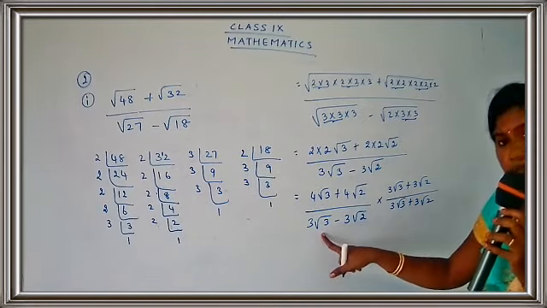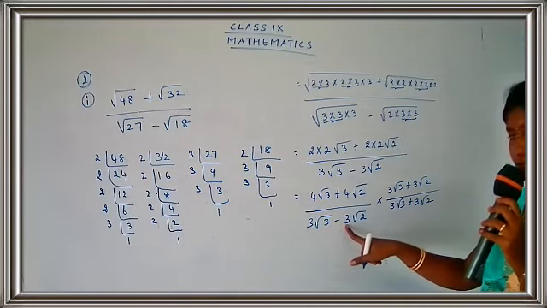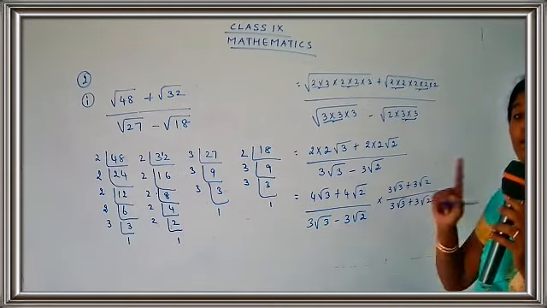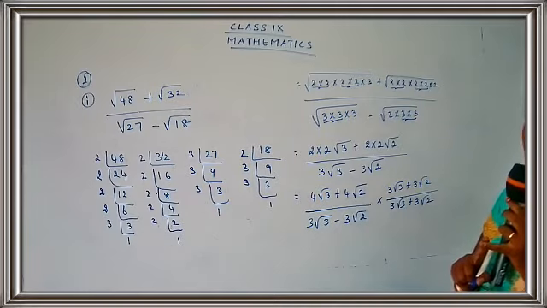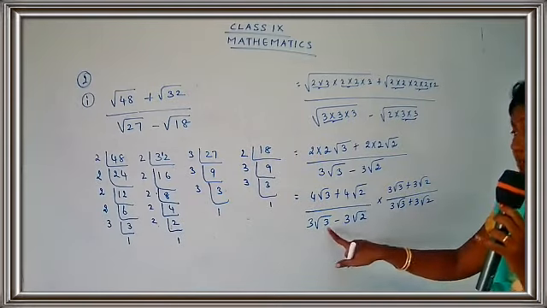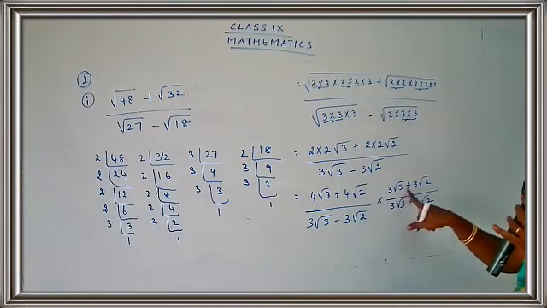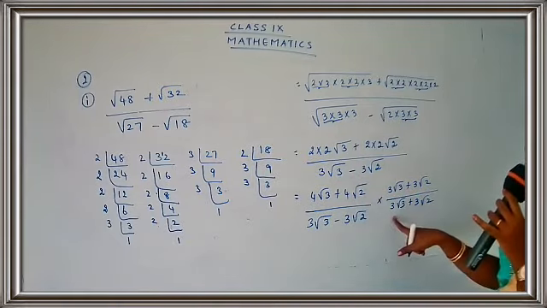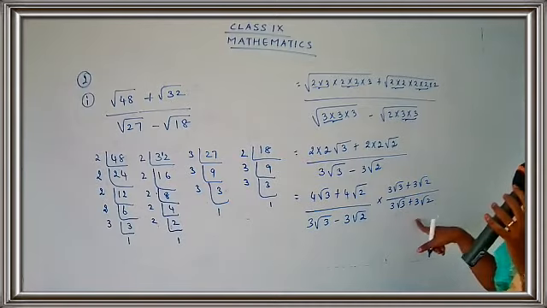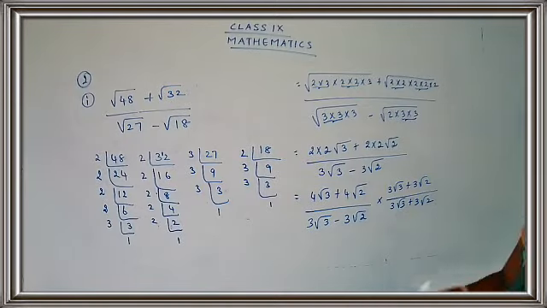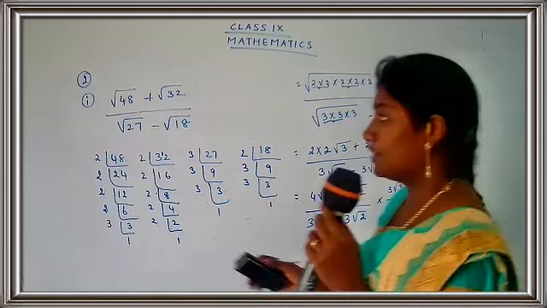What is the denominator? 3 root 3 minus 3 root 2. So what are you going to do? You are going to multiply and divide by the conjugate. What is the conjugate? 3 root 3 minus will change into plus. You get 3 root 3 plus 3 root 2 upon 3 root 3 plus 3 root 2. Clear, children? Okay, now let's continue further.